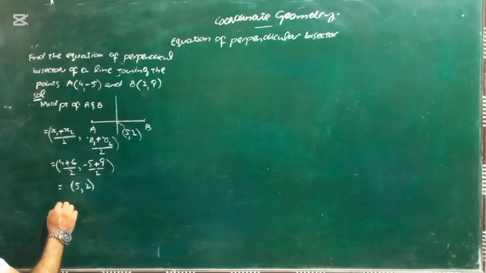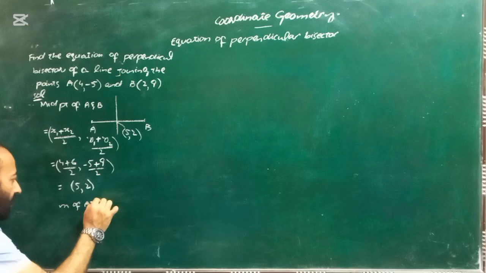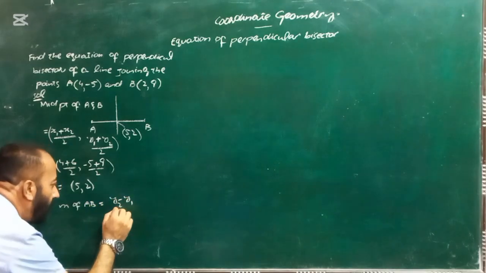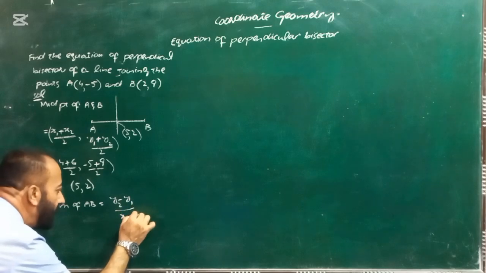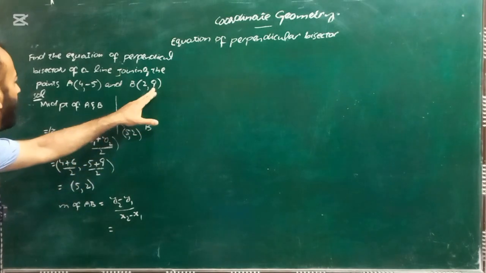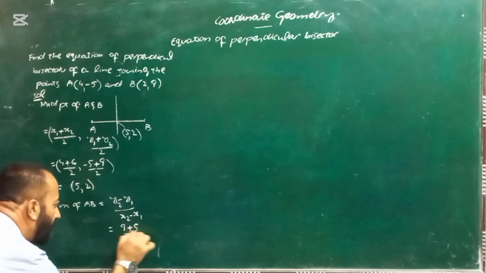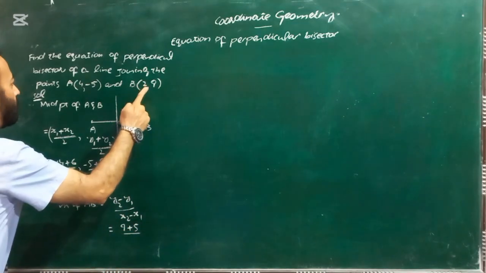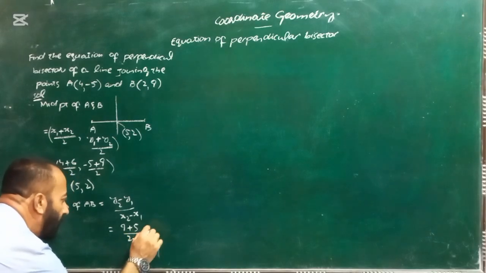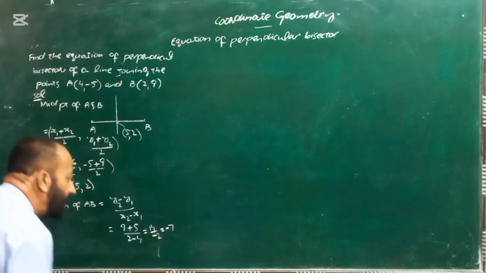So look now, m of AB. The formula will be y2 minus y1 over x2 minus x1. So this is the formula for the gradient. So look now, 9 minus minus 5 will be plus 5, over x2 minus x1, so 2 minus 4. That will be equal to 14 over minus 2, which will be equal to minus 7.